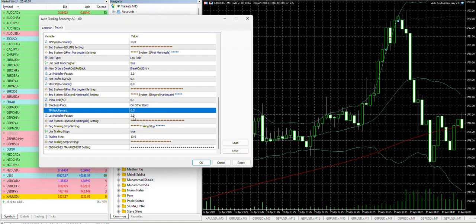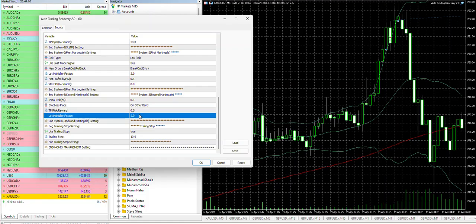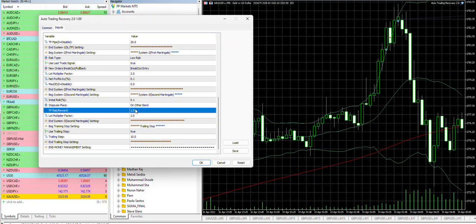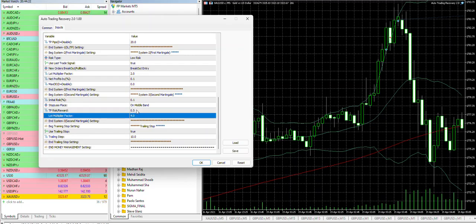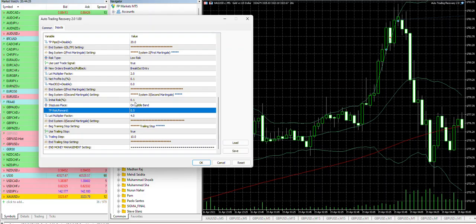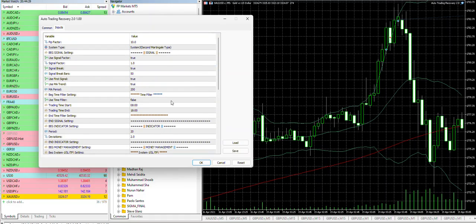Lot multiplier factor, that's how it will increase the lot size. That means it will increase it by double to be able to cover the previous loss. So if you make risk reward one-to-one and use the middle band, for example, here you can use double, and that will cover. If you are using 0.5, it's better to use 4 here, to be able to cover the loss. Okay, so that's the third system.